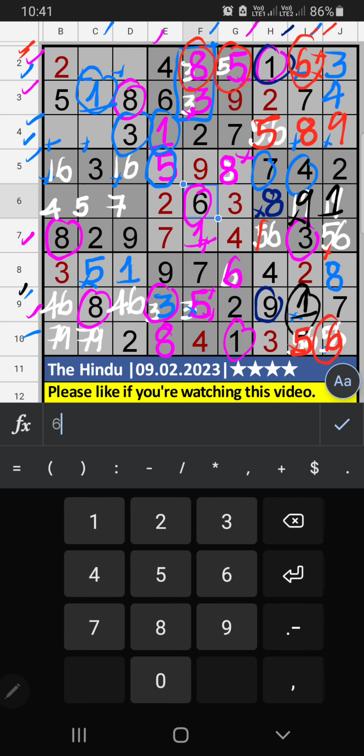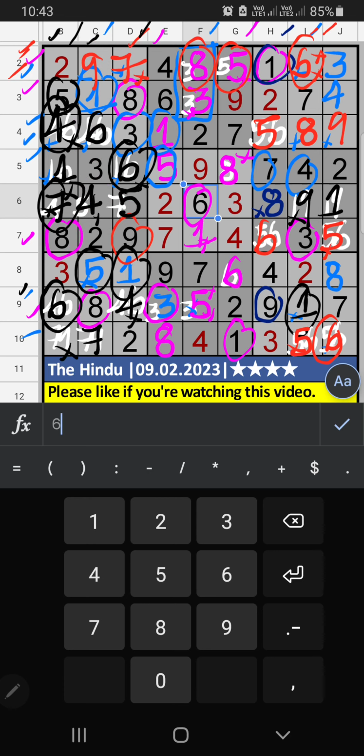Then fourth grade, two numbers are remaining, 4 and 7. Column B, we have 4. So 4 can't come in the cell. 4 is confirmed here. Then 7 is here. Column B, we have 7. So 7 can't come in the cell. 7 is confirmed here. Then 9 is here.